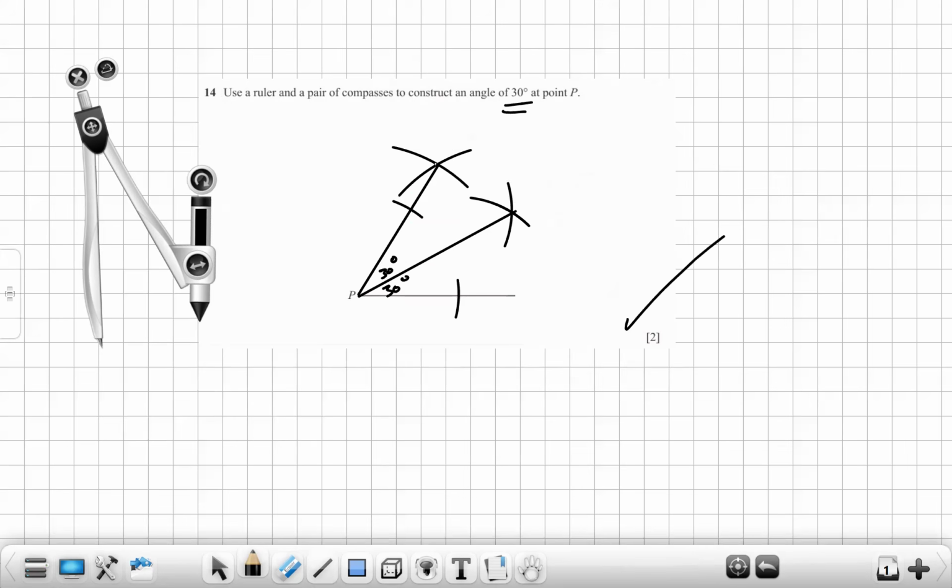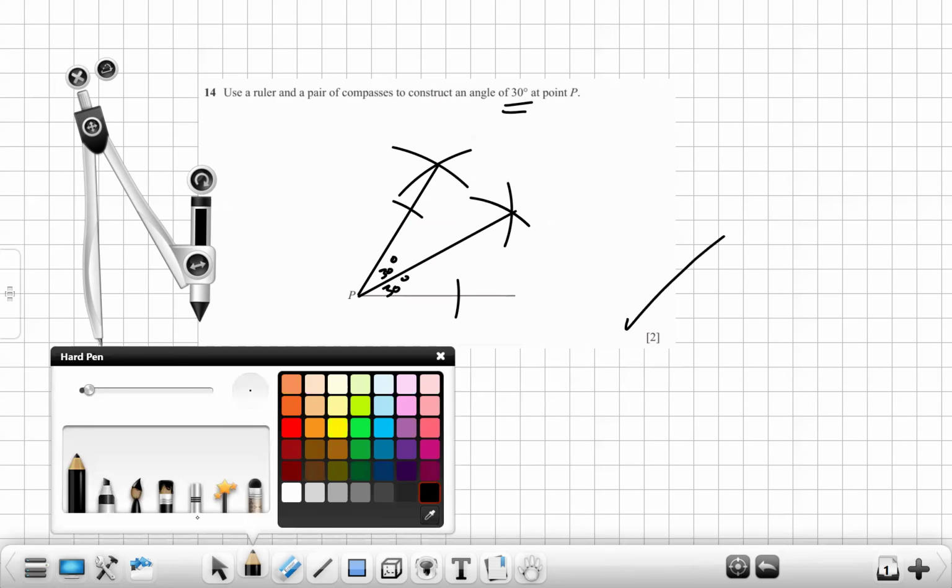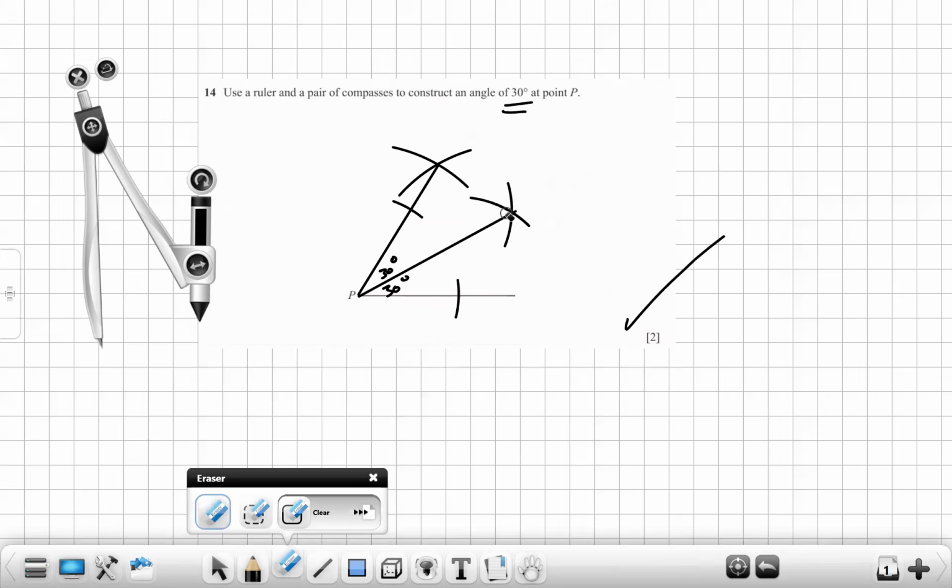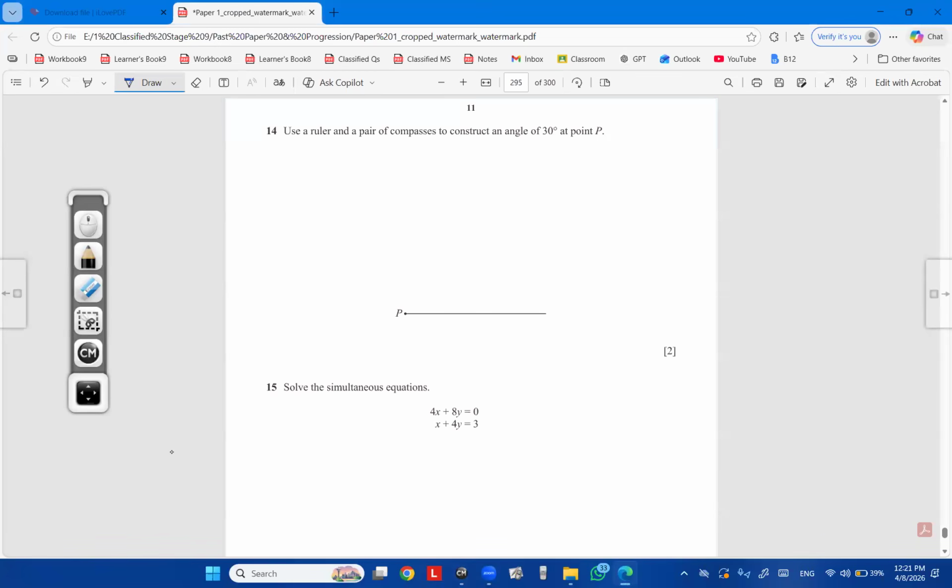If it doesn't look neat to you, well, it looks neat to the examiner and to the person who's going to correct it. Don't erase it. If you think about erasing the arcs, then you're going to take a 0. So keep the arcs there. Let's get back to the paper.